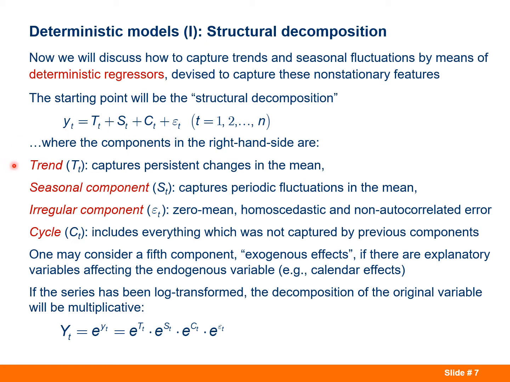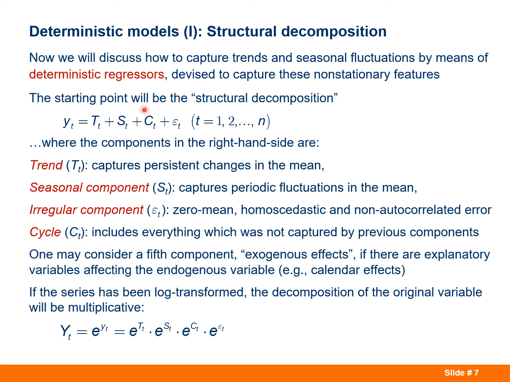The trend captures persistent changes in the mean. The seasonal component captures periodic fluctuations in the mean, that is, changes in the mean which cycle time and time again over the seasonal cycle. The irregular component has the standard properties of an error term, that is, it is zero mean, homoscedastic, and non-autocorrelated. And what is the cycle? The cycle is the rest of it. So that is the part of y_t which is not assigned to the trend, seasonal, or irregular component.